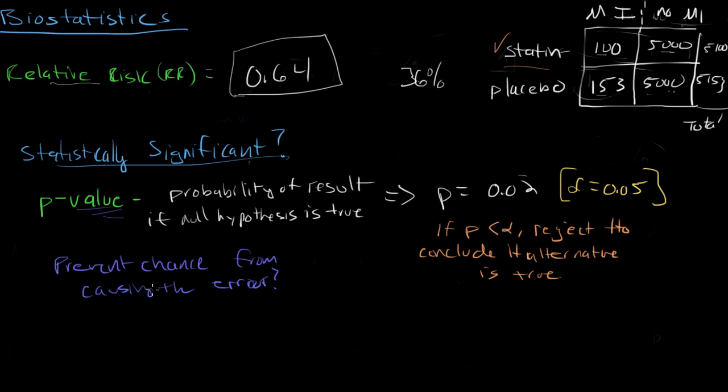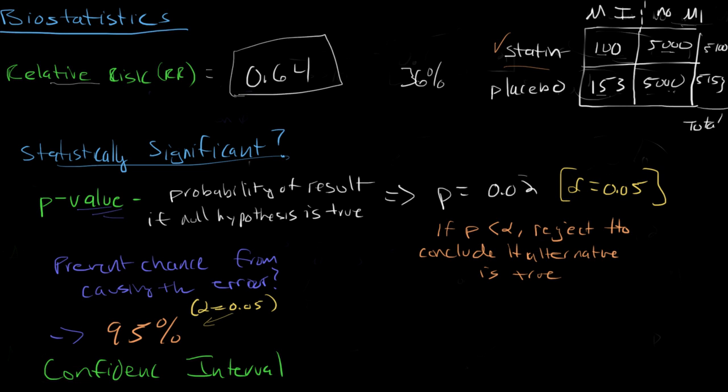How confident are we that it's not due to chance? I'm 95% confident that it's not due to chance. Why 95? Because I set my alpha to 0.05 or 5%. If I set my alpha to 0.05, that means that there's a 95% confidence that the result I'm getting is true. Now whenever you see a p-value, you'll also see a confidence interval.